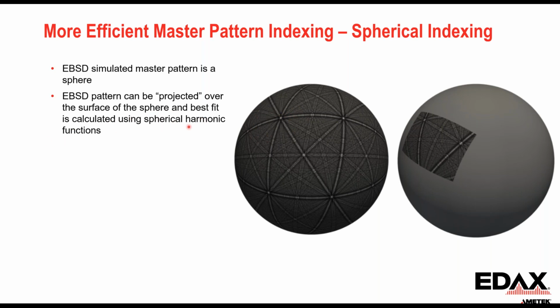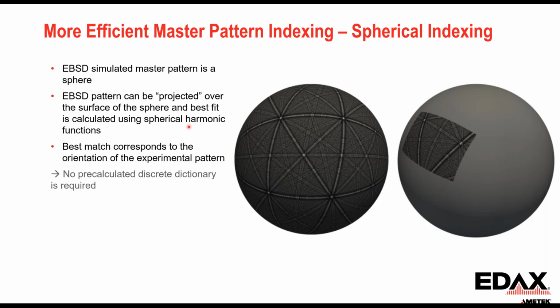It's like doing an FFT on the sphere, is an easy way of thinking about it. And the best match corresponds to the orientation of the experimental pattern. So what this means is we don't have to pre-calculate a discrete dictionary. It becomes a lot faster of an approach, and then we don't have to do a refinement step. I didn't talk about the refinement step, but that helps to improve the precision of the dictionary indexing.